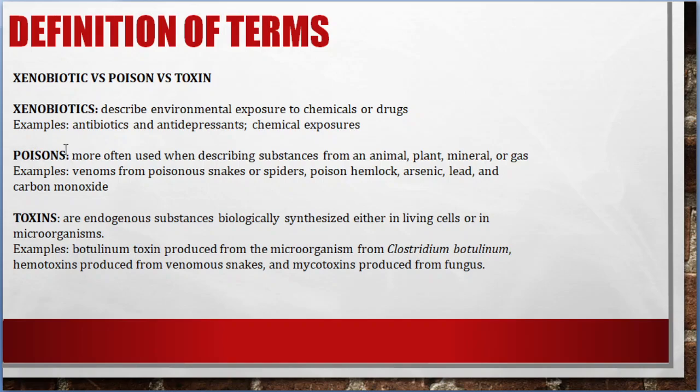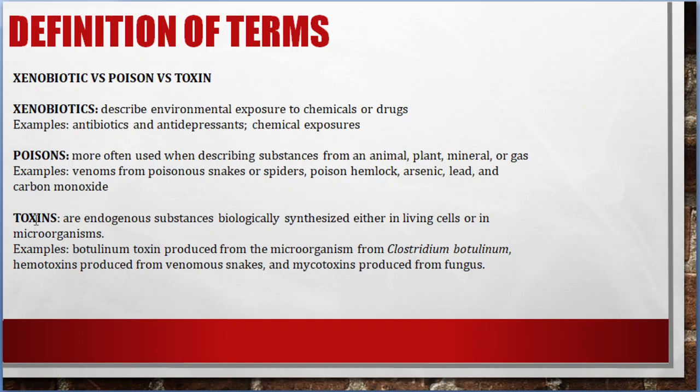How about your poisons? Your poisons are more often used when describing substances from an animal, plant, mineral, and including gas. Examples are the venoms from poisonous snakes or spiders, poison hemlock, arsenic, lead, and carbon monoxide, your gases.